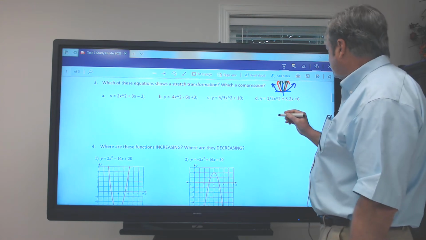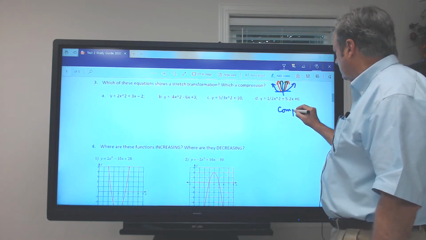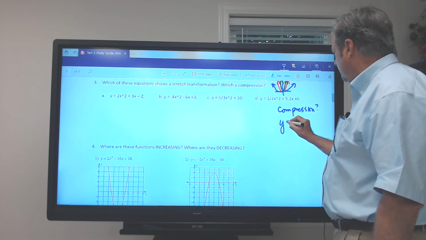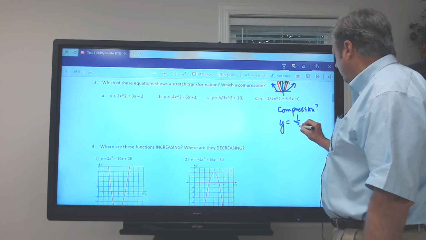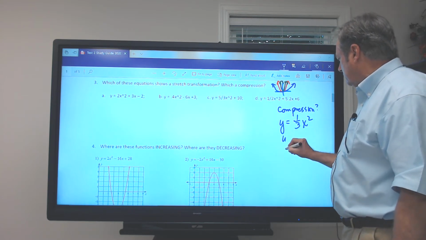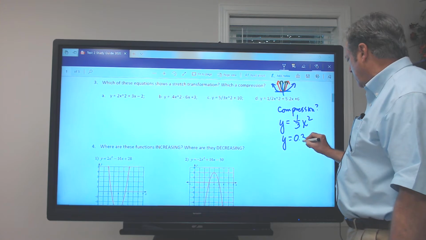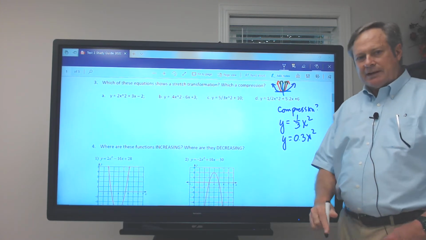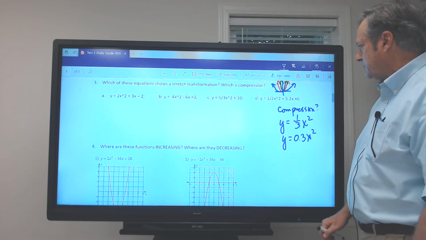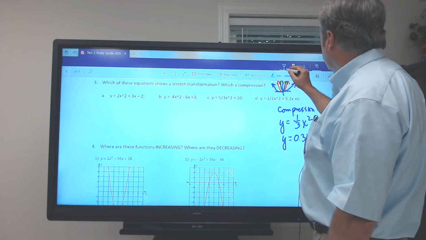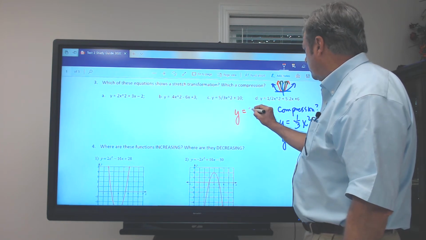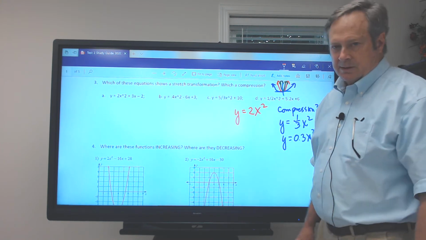Okay, now, what makes a compression? What makes it flatter? When the leading coefficient is a fraction, less than 1. So it could look like that. It could look like that. As long as the number is less than the number 1, then it's going to flatten out from the parent function. A stretch, on the other hand, let's go back to light red, is when the leading coefficient is bigger than the number 1.